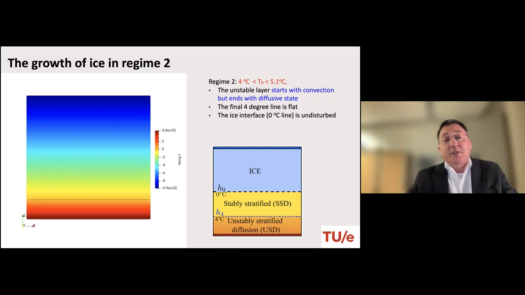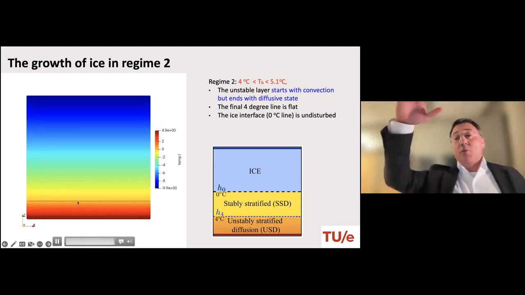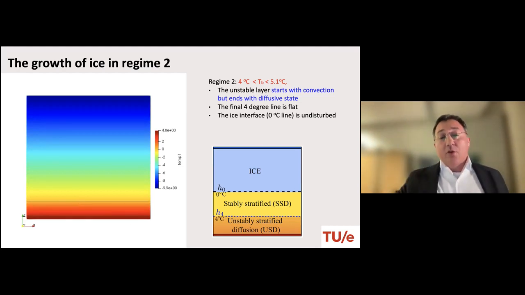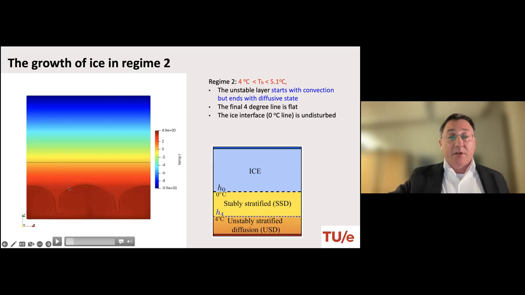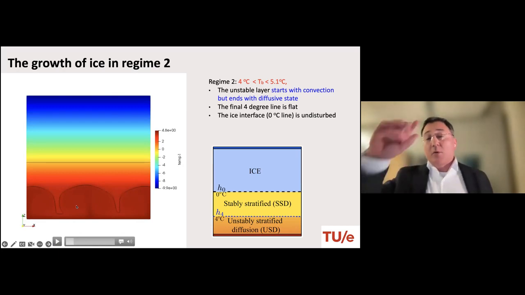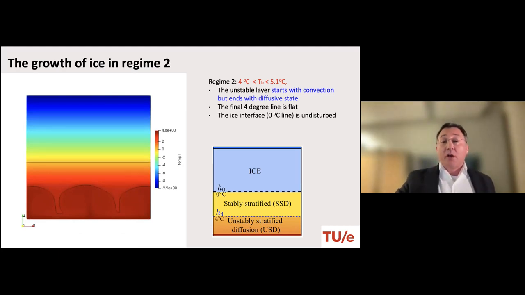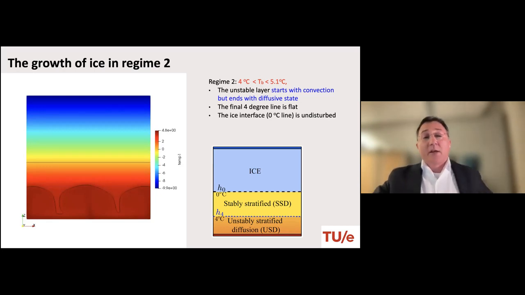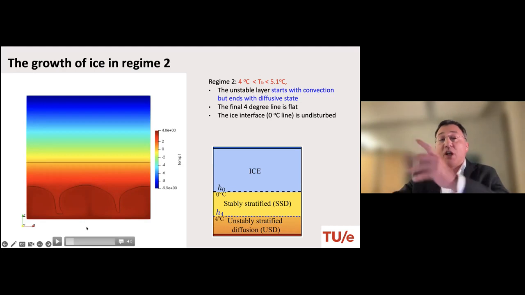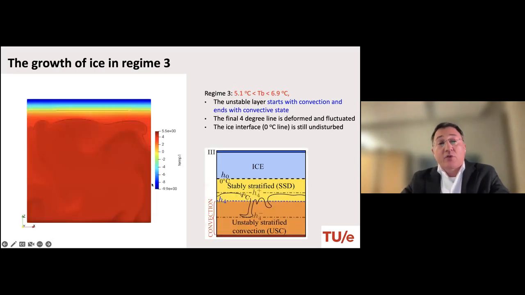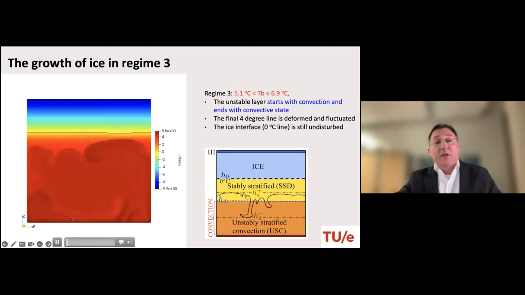The reason for this is that the ice front that you can see here is moving down, and because of that, also the 4 degrees line, the 4 degrees line is this one. So you see that the unstable region gets thinner and thinner, and so eventually the effective Rayleigh number goes below the critical Rayleigh number, and so the system changes behavior and goes into a conductive state.